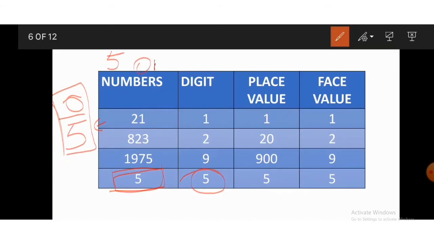5 1's. 5 1's is equal to how much, children? 5 into 1. Which is equal to how much? 5 1's are 5, right, exactly. So the place value of 5 will be 5. And coming to face value, what I said, just write the same digit for face value. Clear?